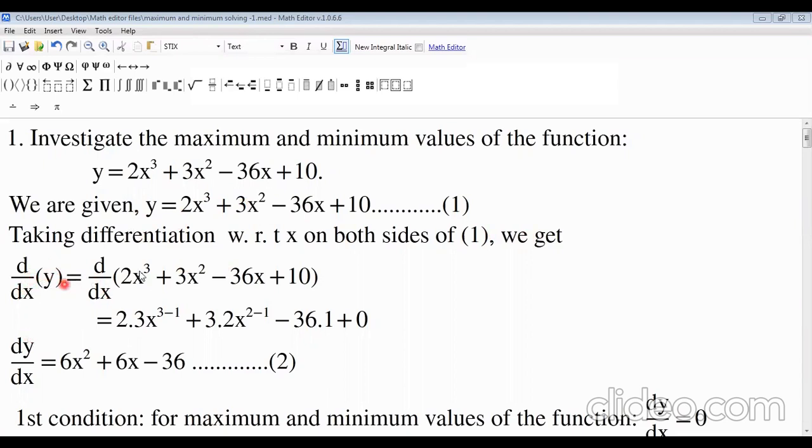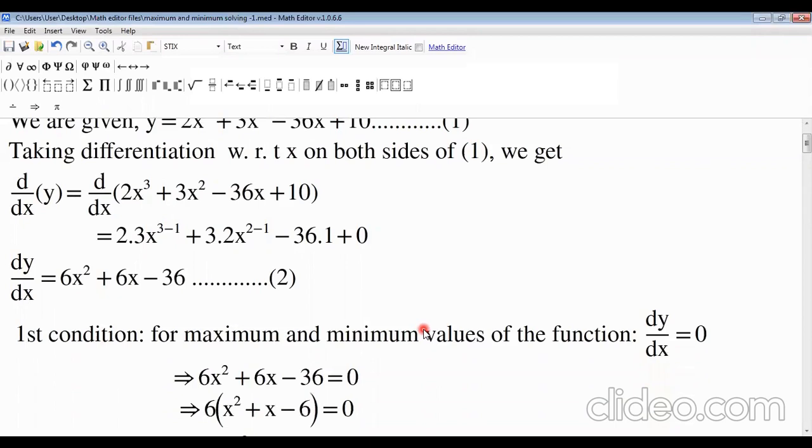dy/dx, taking d/dx on both sides, that means d/dx of this function. Now using the power rule, x to the power n formula: 2 into 3 into x to the power 3 minus 1, plus 3 into 2 into x to the power 2 minus 1, minus 36 times the differentiation of x, which is 1, and the differentiation of a constant is 0. So the first derivative dy/dx equals 6x square plus 6x minus 36. This will be equation number 2.